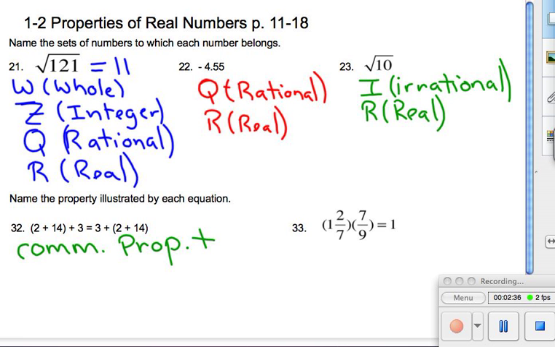When you look at problem 33, 1 and 2/7 multiplied by 7/9, go back to your earlier math days, change that 1 and 2/7 to an improper fraction by taking the 1 times 7 and adding 2. I get 9/7 being multiplied by the 7/9, I get the 1, which makes it the multiplicative inverse.